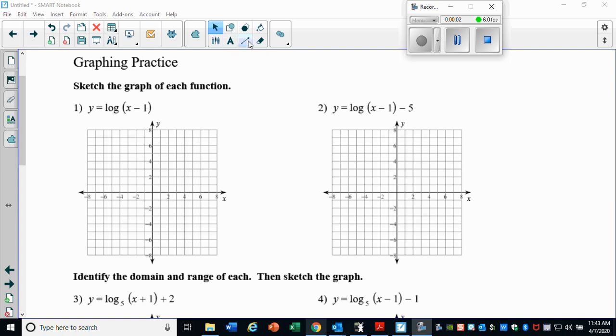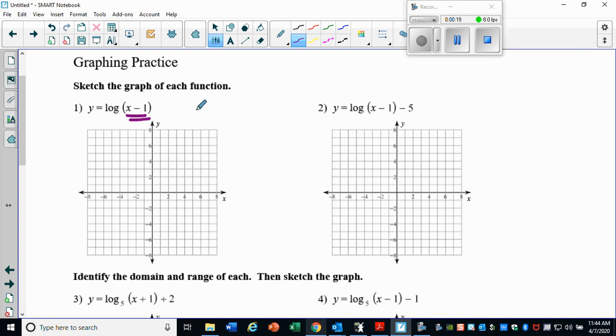All right, so this is your last page of practice. I hope that you have practiced these on your own before me going over them. If you have questions on them, please let me know. I am happy to answer any questions that you have, or your teacher. So, just remember, we're sketching the graph of each function.